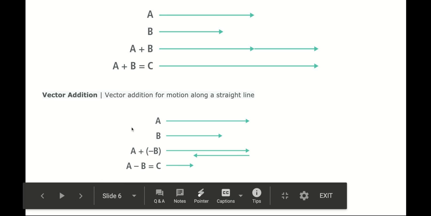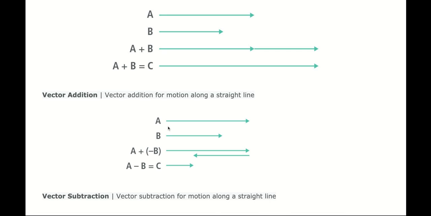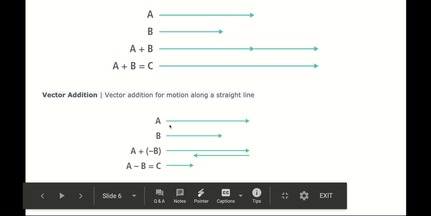With vector subtraction, let's say that in this case, A is going in the positive direction, B is going in the negative direction. So we're going to flip this arrow around here. So A plus negative B is going to give us C, which is this much displacement. So let's actually look at some examples with numbers here.